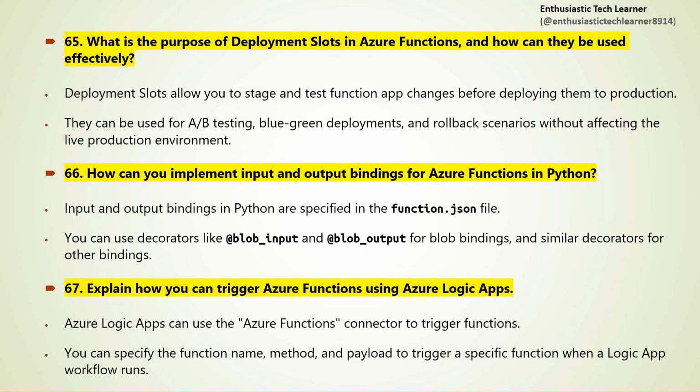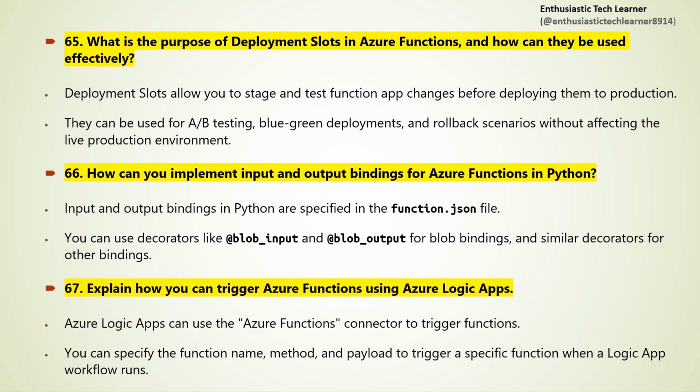What is the purpose of deployment slots in Azure Functions and how can they be used effectively? Deployment slots allow you to stage and test function app changes before deploying them to production. They can be used for A/B testing, blue-green deployments, and rollback scenarios without affecting the live production environment.